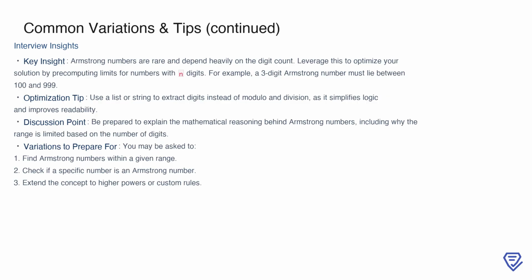Be prepared to explain the mathematical reasoning behind Armstrong numbers if asked. This includes discussing why the range is limited based on the number of digits. Additionally, you might encounter variations of the problem, such as finding Armstrong numbers within a specific range, verifying if a given number is an Armstrong number, or generalizing the concept to higher powers or custom rules. Preparing for these variations will help you tackle similar challenges effectively.